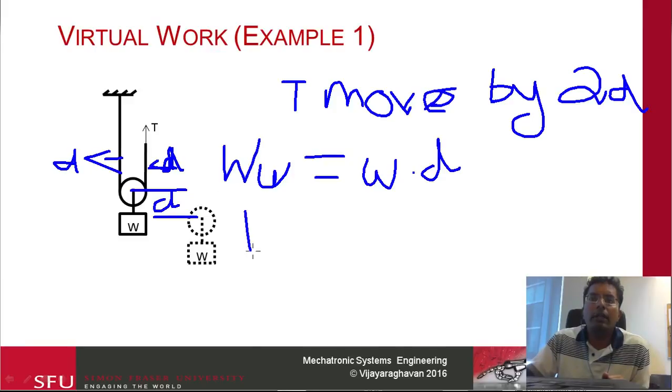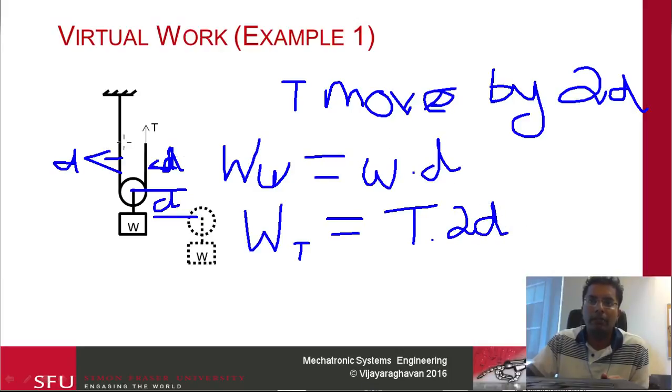The W sub t is going to be t, and here is where you need to be careful. So when this moves down, the tip also moves down. So basically we are moving in the same direction, so this becomes t times 2d, the same as the displacement of this point and the tension on the same side.